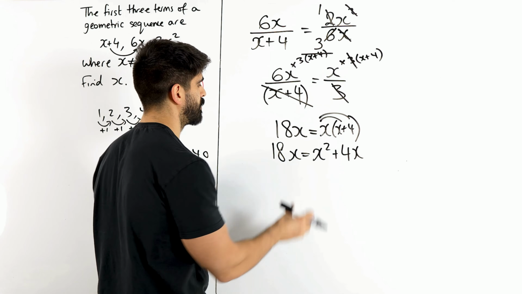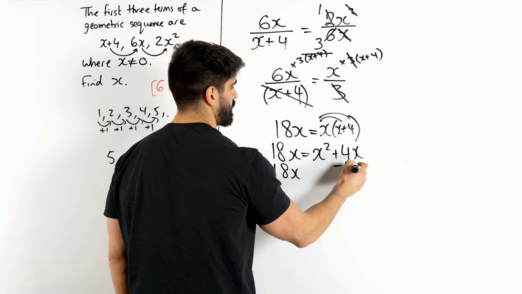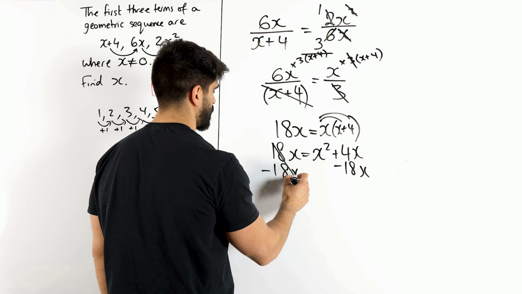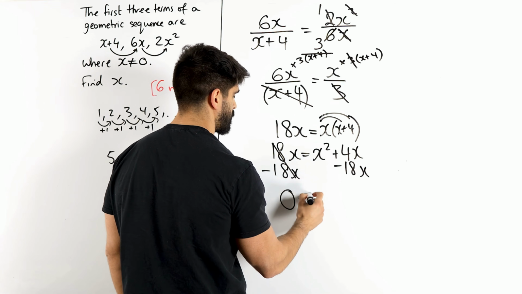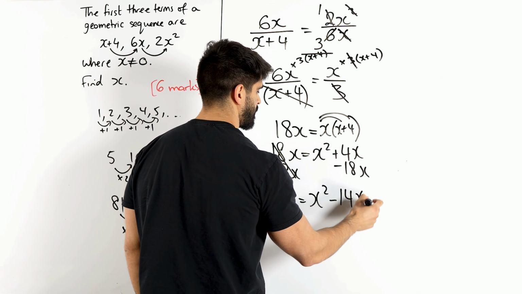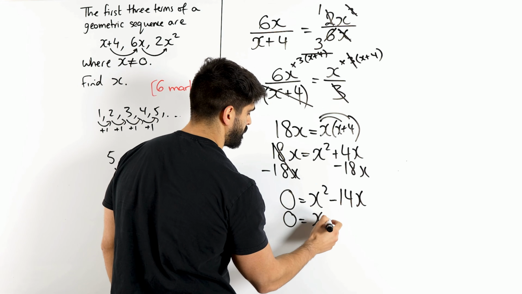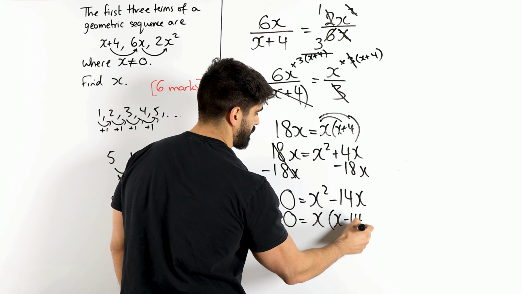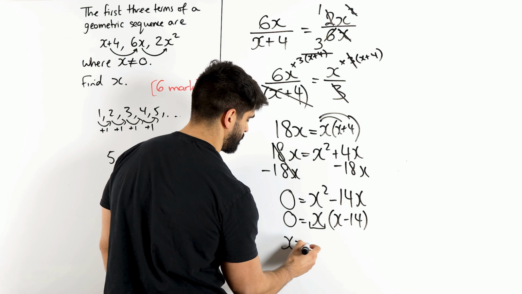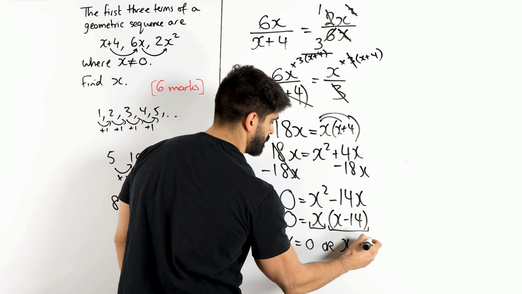Now, to solve this, we bring all the x's to one side. So I'm going to minus 18x. We're always going to bring it to the side of the positive x squared. So this goes. 0 is x squared, 4 minus 18 is minus 14x. Then to solve this, we need to factorize. Here is a simple one. x is a common factor. Then we get x minus 14. Then either x is 0 or x minus 14 is 0.